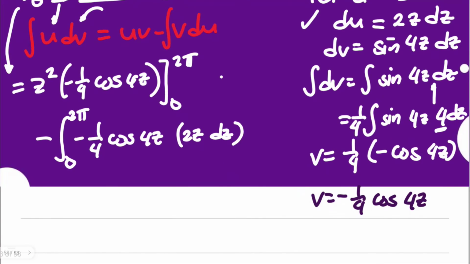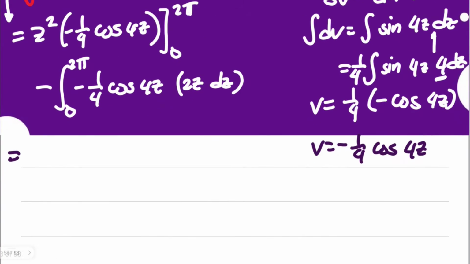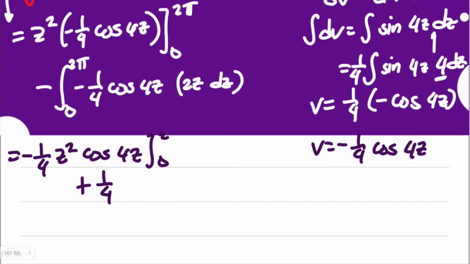Let us not substitute the limits for our first form because we are yet to identify whether this is good or not. Allow us to just manipulate that in this manner where we take the negative 1/4 first. Negative 1/4 of z squared cosine 4z, and then for this one here, take out negative 1/4. That means you have plus 1/4. Take note this is from 0 to 2 pi. The integral from 0 to 2 pi of cosine 4z times 2z dz. Okay? So that is for our next one.